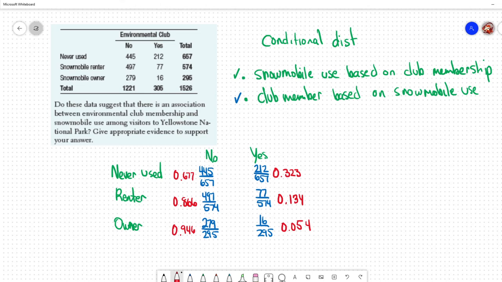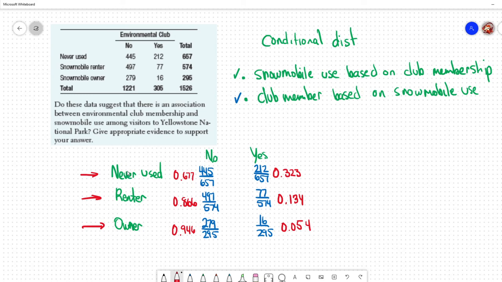Remember, our conclusion before was we said, yeah, there is some sort of association. Do I see that here with these numbers? Now, again, remember, we are looking at, is club membership influenced by snowmobile use? So I'm looking at it from this perspective. When we did the first one, we were looking at it from the top-down perspective. So if I look at people that have never used a snowmobile, more are in the no than in the yes, okay?